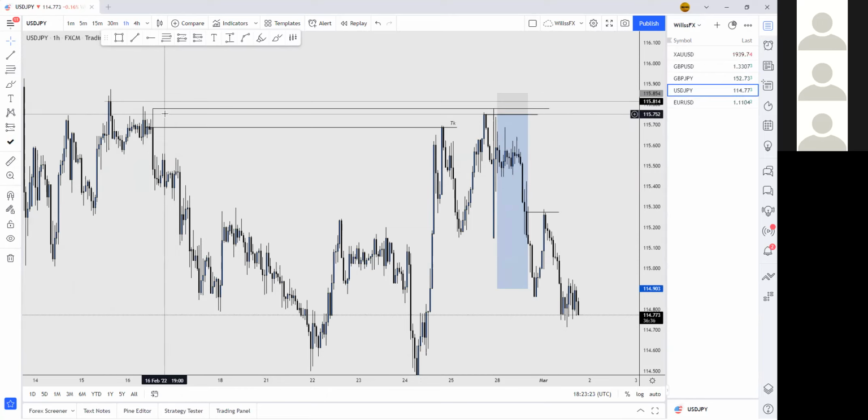But remember what I said, the 1 to 1:30 or 1 to 2 p.m. UK time, you get that sort of manipulation. And these wicks can be quite important. And just the fact that they're manipulation doesn't mean you can't use them to enter or use them as a complement, because it's obviously there for a reason.